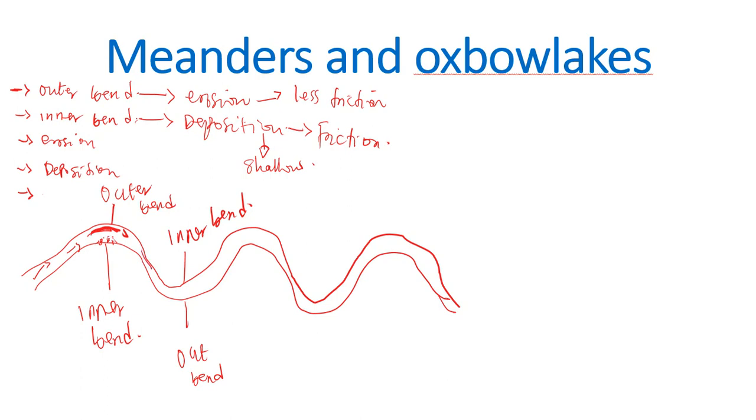As it moves, there will be erosion at the outer bend, deposition at the inner bend. So that is the formation of a meander. This will lead to the formation of a meander. As cool as it sounds, if they ask you, that is all you just need to describe.